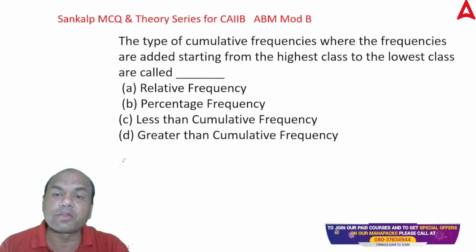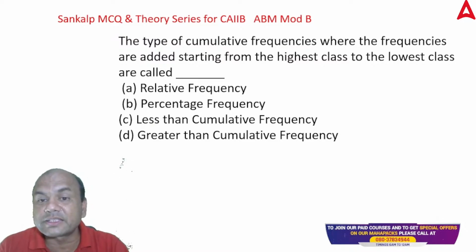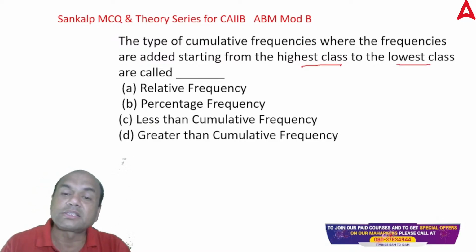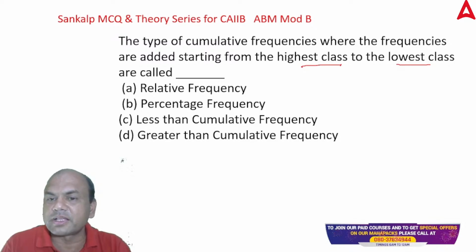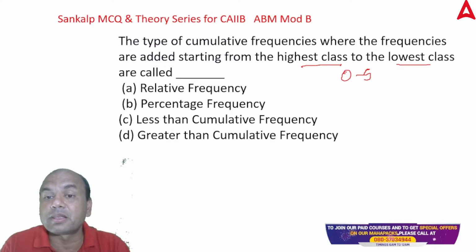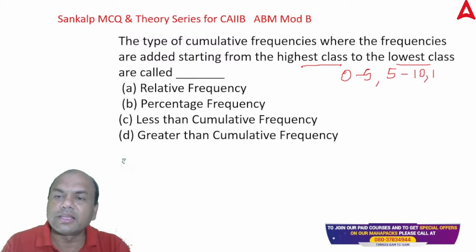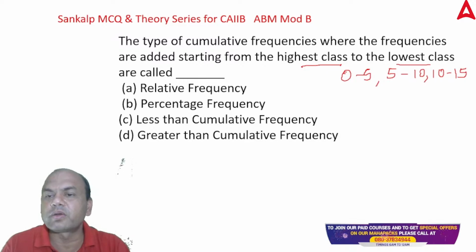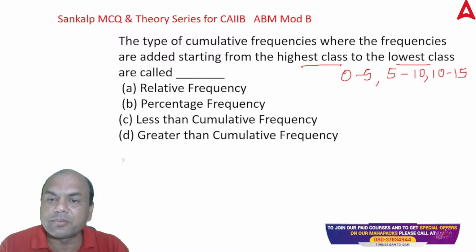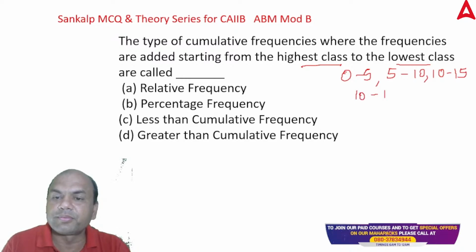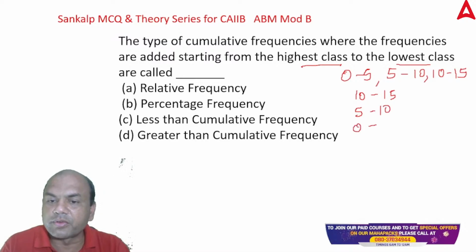The type of cumulative frequency where the frequencies are added starting from the highest class to the lowest class is called highest to lowest. Now what do you mean by this? Suppose these are the classes, let me explain it. Let me make it simple. 0 to 5. Class means upper limit, lower limit. 5 to 10, 10 to 15 and so on. Let's take 3 classes: 0 to 5, 5 to 10, 10 to 15. Now suppose I arrange them this way: 10 to 15, then below I go 5 to 10, then below I go 0 to 5. In that case, if I go in this way, it is called what?